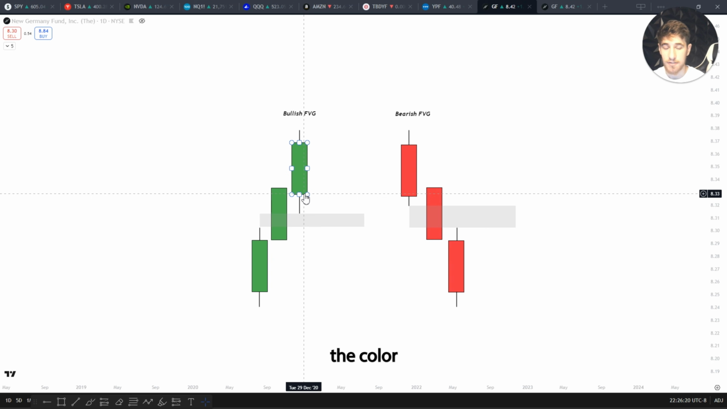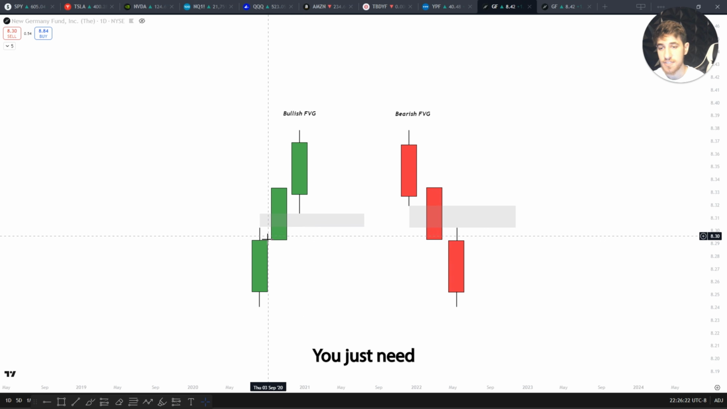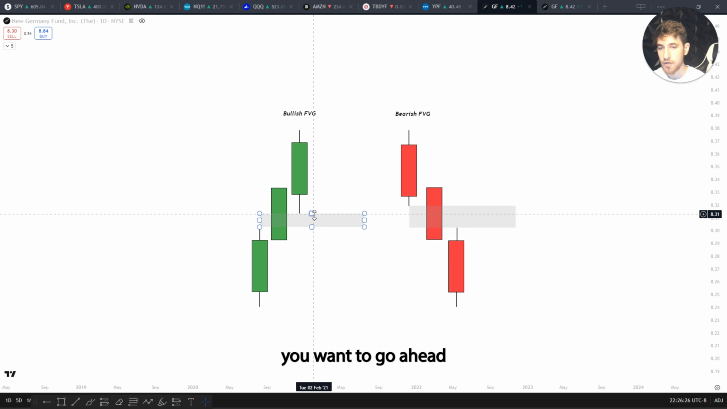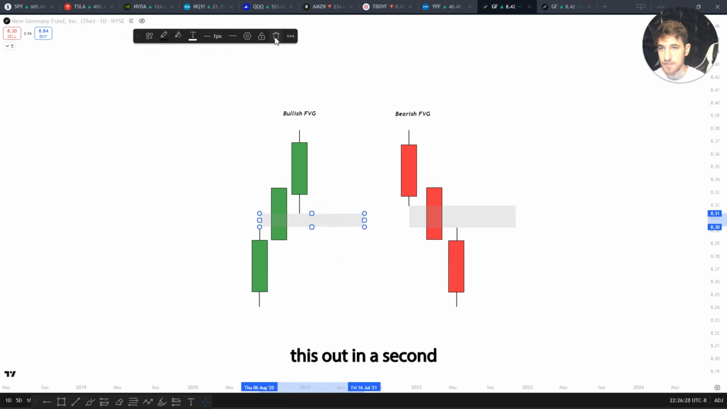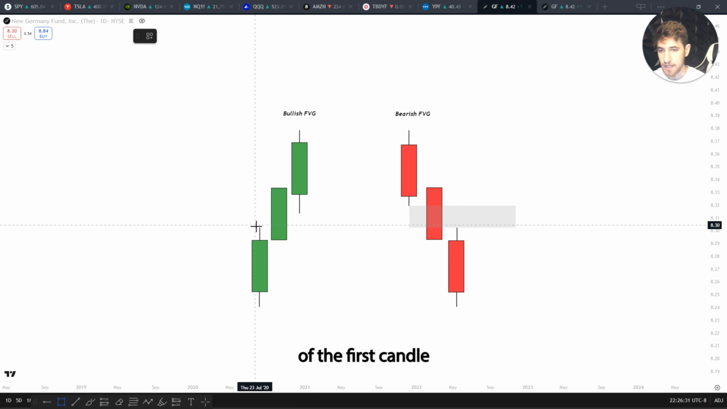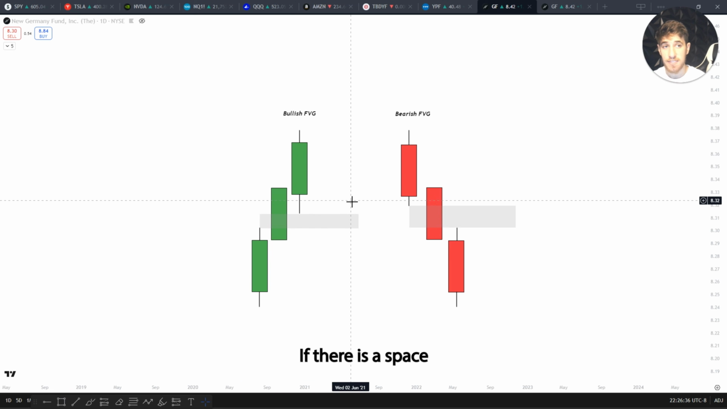It doesn't matter the color, it doesn't matter anything like that. You just need 3 candles in a row. And what you want to go ahead and do is, I'll redraw this out in a second. We'll take the high of the first candle and the low of the last one, and we'll connect them. All right. If there is a space between those candles, that is what we call a fair value gap.